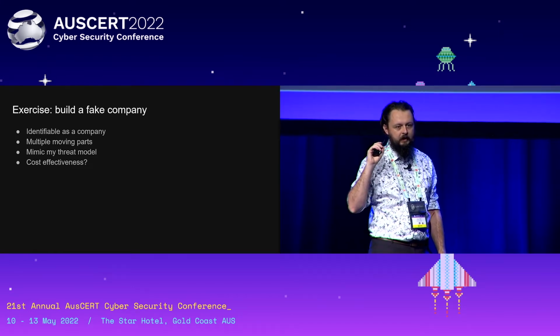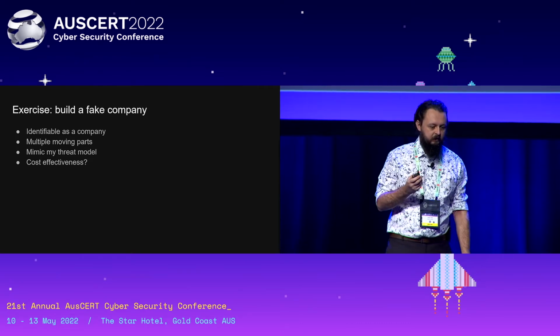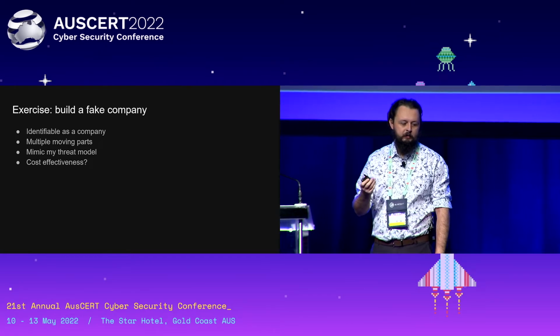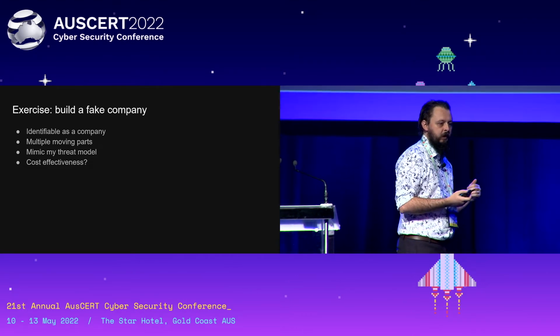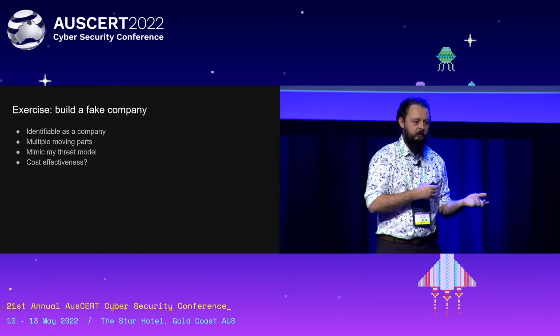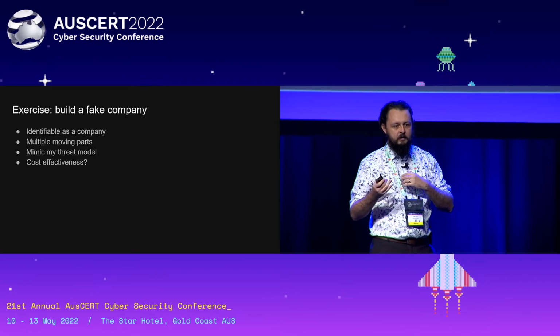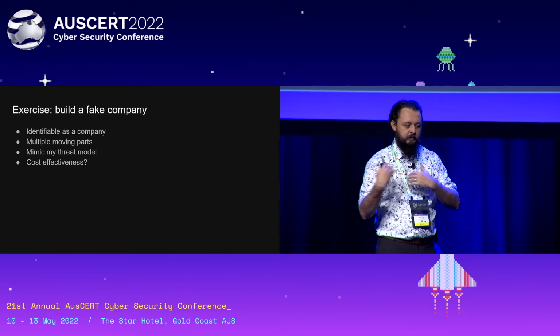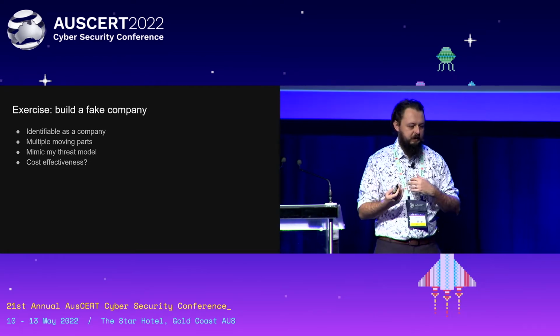I wanted it to be identifiable as a company and not just a random server sitting out there on the internet. So it had to have multiple moving parts, like a public front-end web presence, and something that would try to mimic my threat model at work. So something which was an Australian business on the internet. So if, say, someone's attacking them, it's pretty similar to the kind of people that'll be attacking me.